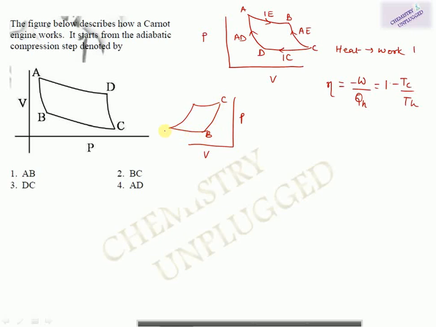So the step which involves isothermal expansion is this one. This is adiabatic expansion. Then this process will be isothermal compression, and this will be adiabatic compression. So the question is, adiabatic compression step is denoted by BC. So this will be your correct answer.